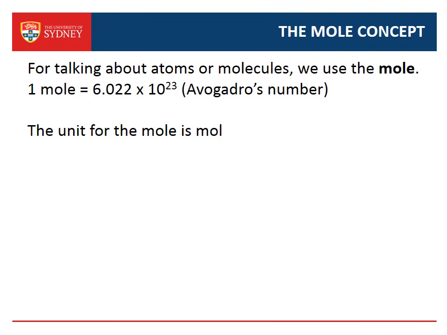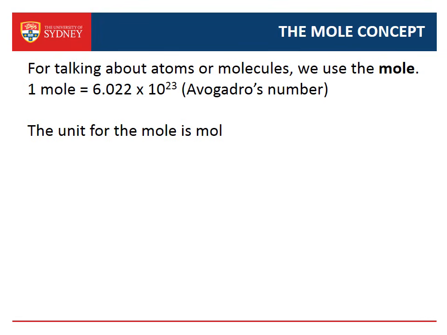When we think about molecules, we need a far larger grouping than a dozen to turn our numbers of molecules into a sensible number that we can work with. The grouping we use is a mole, which is 6.022 by 10 to the 23, or Avogadro's number. And the unit for the mole is spelled MOL. It's still pronounced mole.